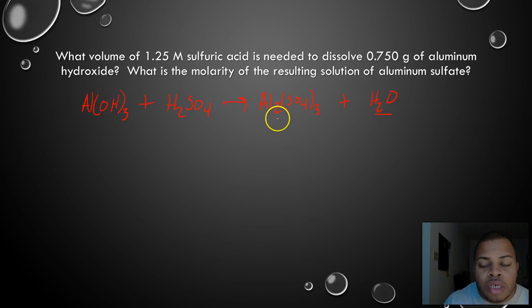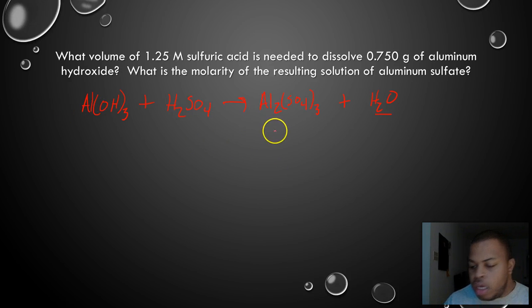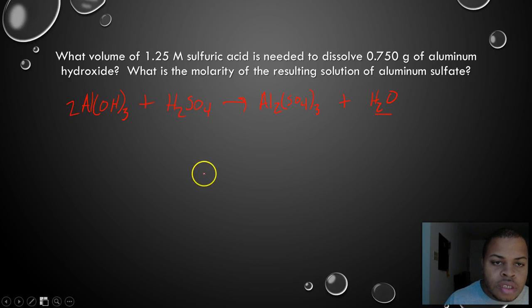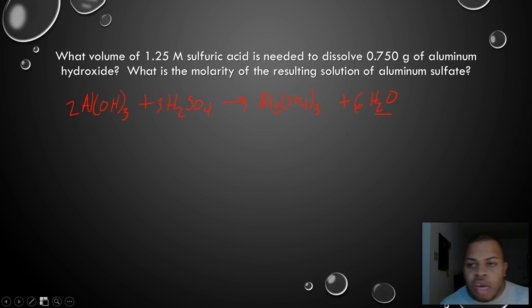So whenever we see that water is given to us as a product along with some type of metal salt, we know that this is an acid-base reaction. And it follows the same type of rules as we dealt with for our solution stoich. So let's balance this out. We have 2 moles of our aluminum hydroxide to go with 3 moles of our sulfuric acid and 6 moles of our water. Now, we have our final balanced equation.